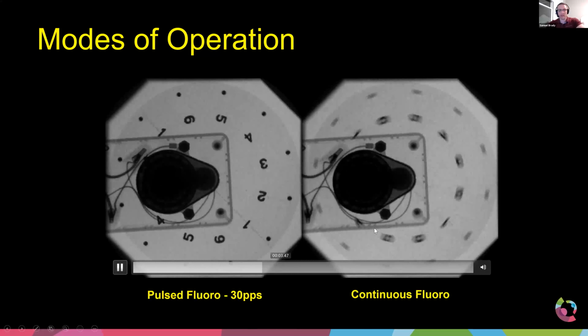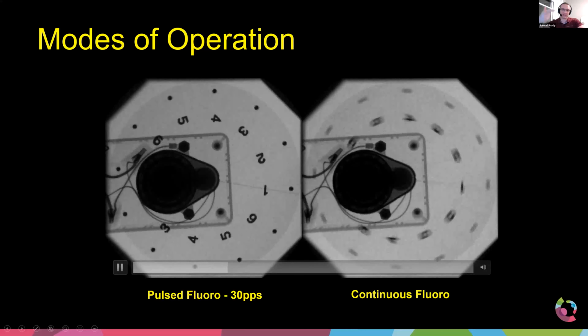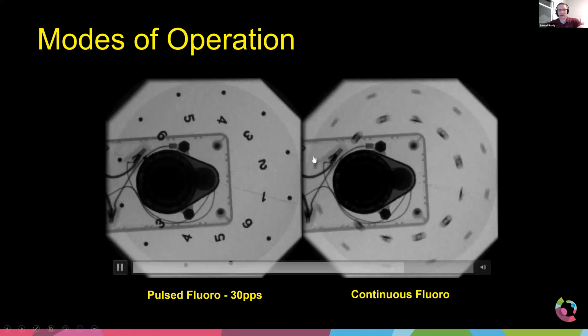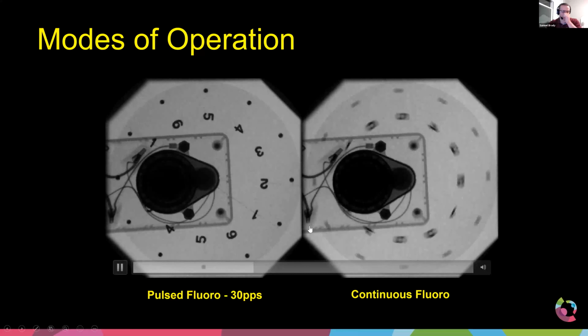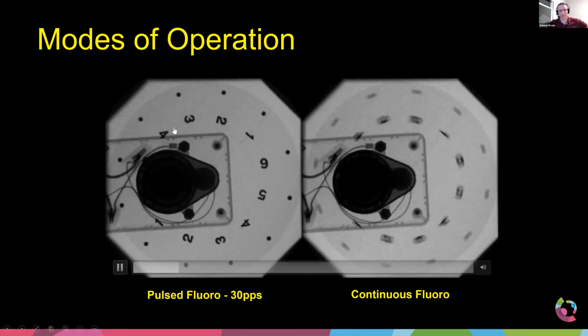So here's just a quick example in real time. I hope there's no lag as I send my images from Ohio, USA, all the way to Thailand. There might be a little bit of a lag, and my apologies for that. This might look stuttery. But the image on the left is being acquired at 30 pulses per second.